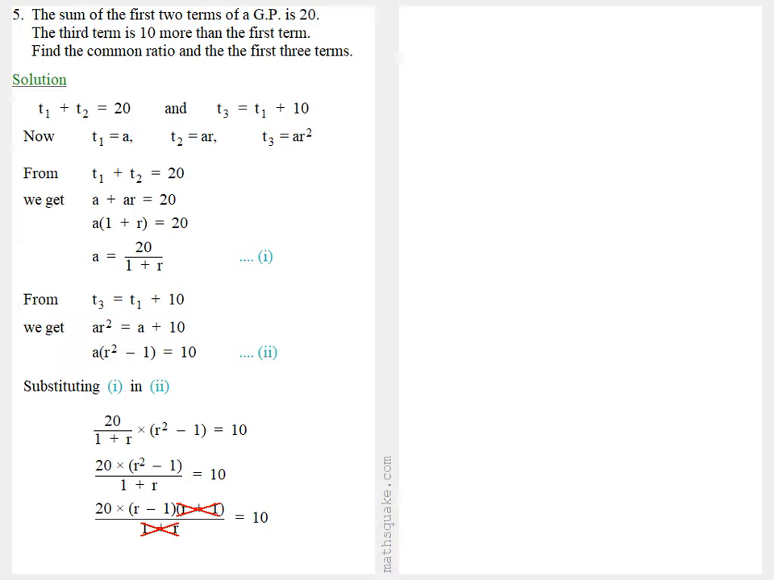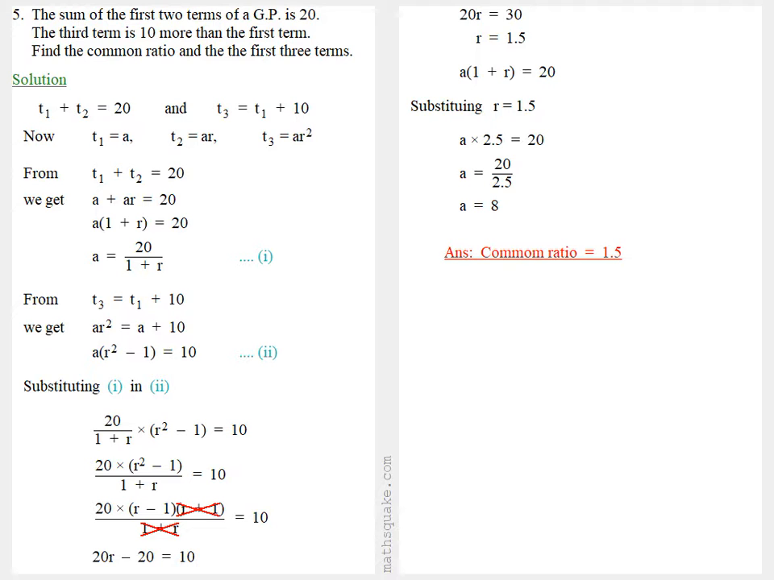And that leaves us with 20r minus 20 is equal to 10. So 20r is 30, or r equals 1.5. Now if we look back, we've got a into 1 plus r is 20. So substituting r is 1.5, we get a times 2.5 is 20, or a is 20 over 2.5, which is 8. So our answer is the common ratio is 1.5, and the terms are 8, 12, and 18.